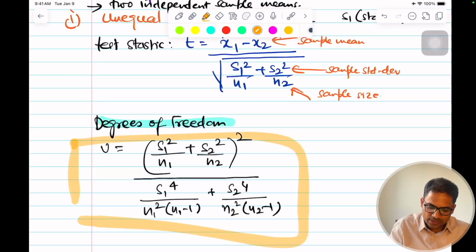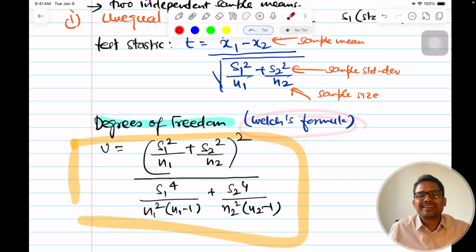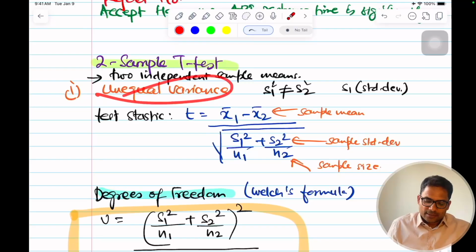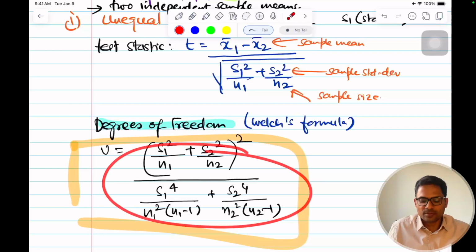This was given by a mathematician called Welch and Satterthwaite. But we know it as Welch's formula. The second name is a bit difficult to pronounce. So this is the degrees of freedom, how we calculate it. So this is for unequal variance. This is your mean difference by the variance of the first sample, variance of the second sample, scaled by the sample size. And then the degrees of freedom, we have a complex formula. This is generally computed separately.